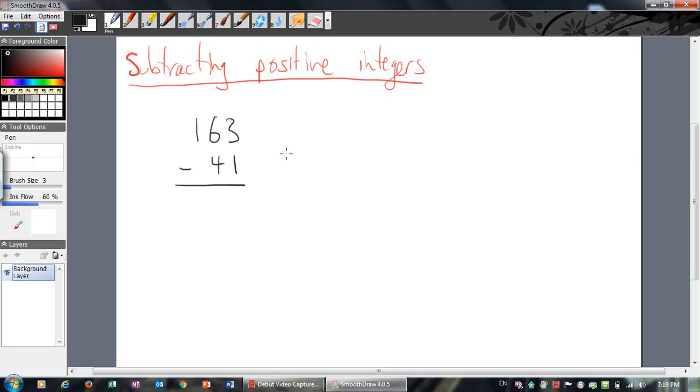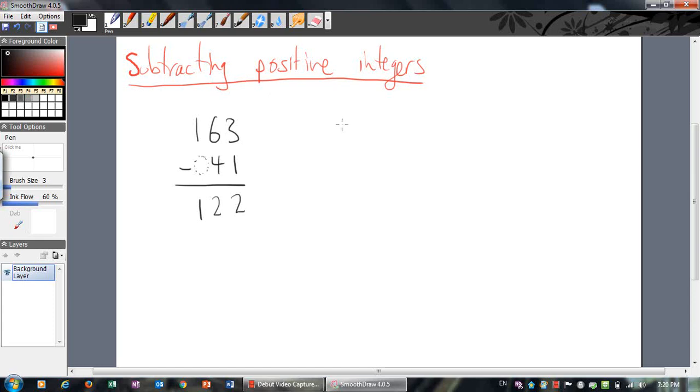Okay. So again, with subtraction, make sure that your units are in the same column, tens are in the same column, hundreds, etc. Okay. And we just do it one at a time. 3 minus 1 is 2. 6 minus 4 is 2. 1 minus, well, what's this here? That's like this little fake 0 there. So 1 minus 0 is 1. So our answer is 122.